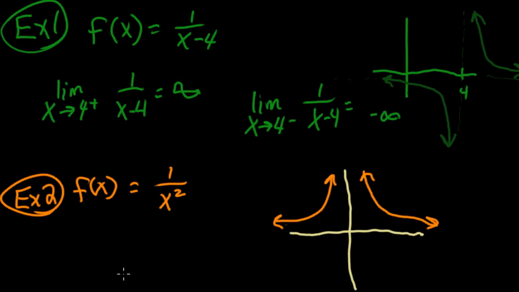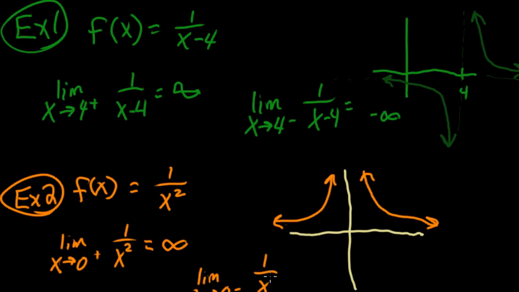So we write the mathematical limit of this by limit as x approaches 0 from the right, 1 over x squared equals positive infinity. And we do the same thing for the left. So limit as x approaches 0 from the left of 1 over x squared also equals positive infinity.